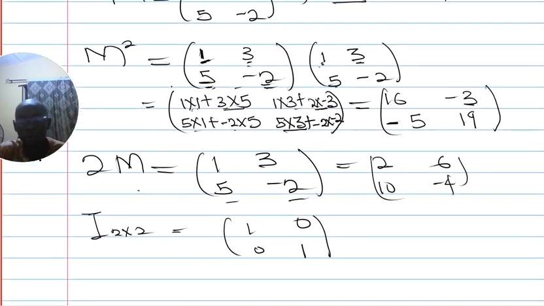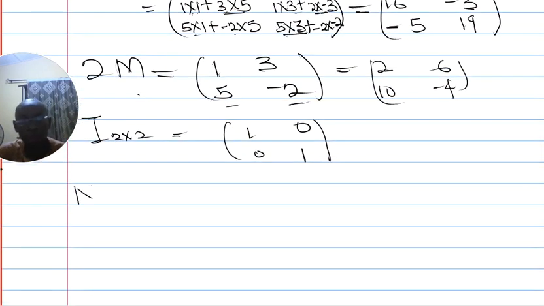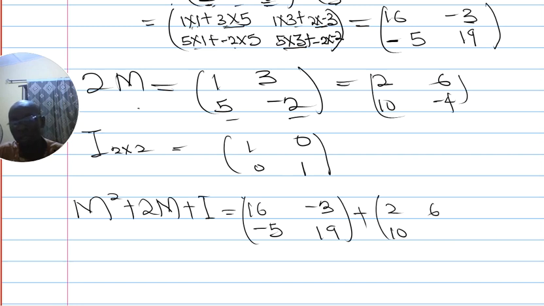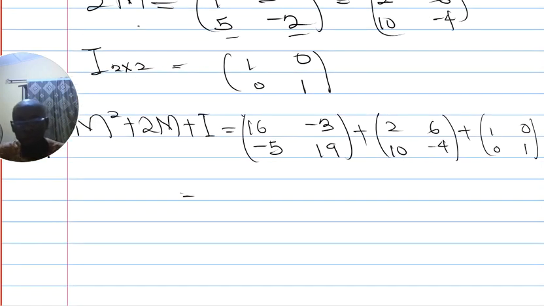Now let me add everything together. M squared plus 2M plus I. Now we have [16, -3; -5, 19] plus [2, 6; 10, -4] plus [1, 0; 0, 1], which is the identity. Now let me add it together. Here I can say 16 plus 2 plus 1.